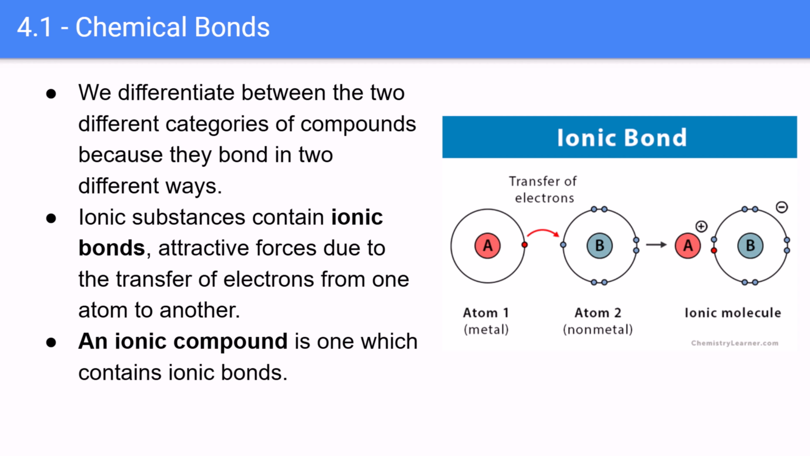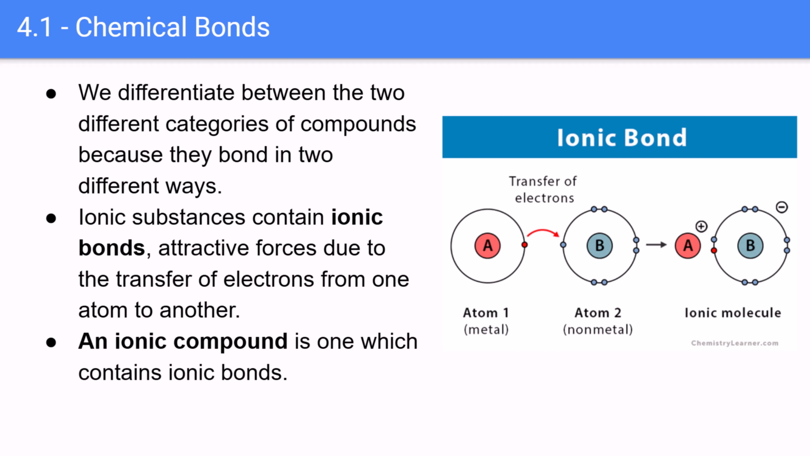on the right-hand side. You have one atom that is a metal that has one electron in its outermost shell, and you have atom 2, which has 7 electrons in its outermost shell. So atom number 1 is going to donate its outermost electron to atom number 2, thus resulting in both having 8 electrons in their outer shell. We'll discuss that in a moment.